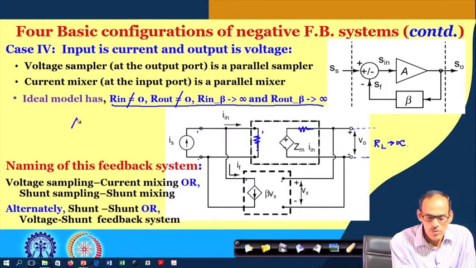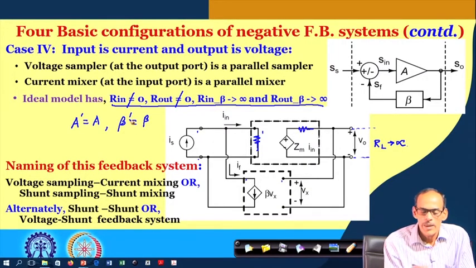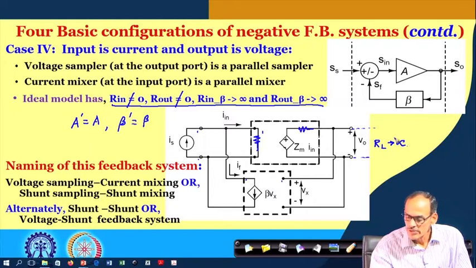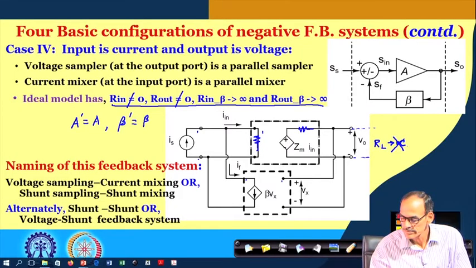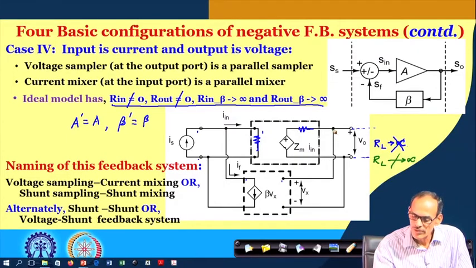So, we need not consider A dash; rather, A dash is the same as A, and likewise B dash is beta dash, right. But in case we have a finite value of, say, R L, then naturally the voltage coming here will not be the same as the voltage we are generating here.